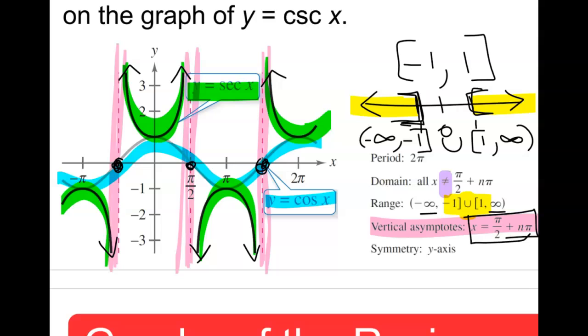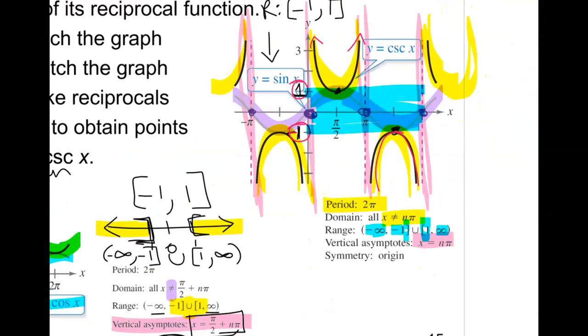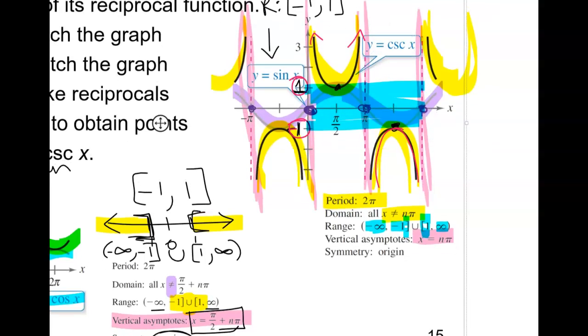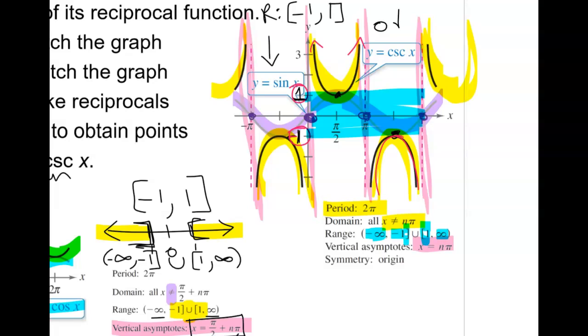Also, cosecant is an odd function, and so that's why it is symmetric with respect to the origin. Another thing I forgot to mention for cosecant, it is an odd function, just like sine. And because of that, it is symmetric with respect to the origin.